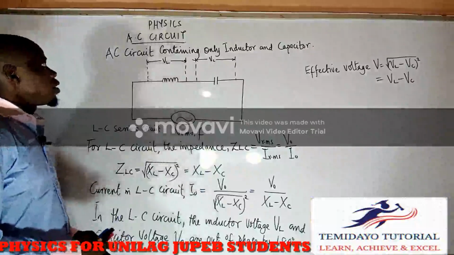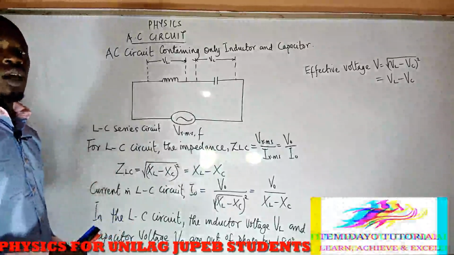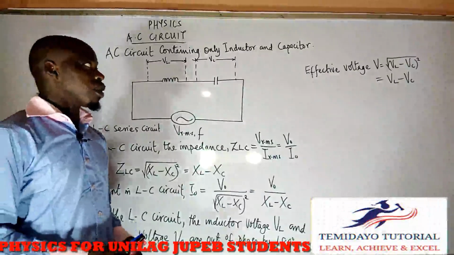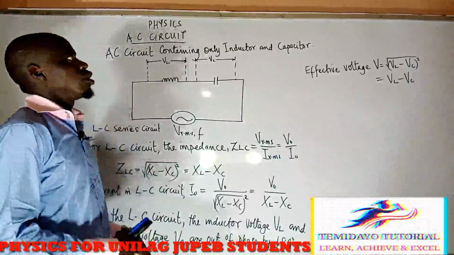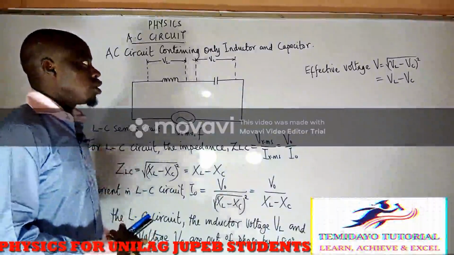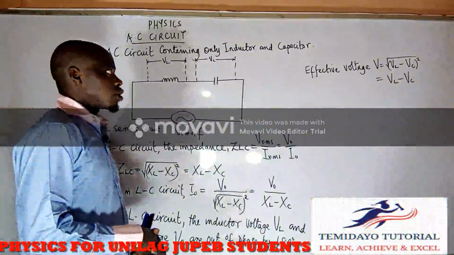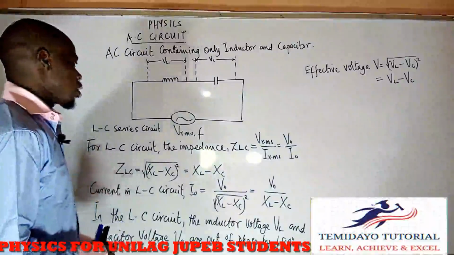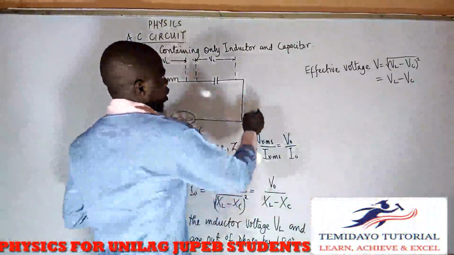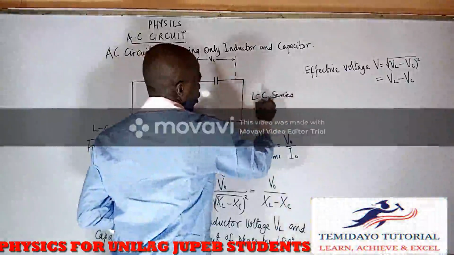And AC circuits containing only inductor and capacitor. As you can see, we have explained AC circuits containing resistor and capacitor, and AC circuits containing resistor and inductor. Now we want to look at AC circuits containing inductor and capacitor. In an AC circuit containing only inductor and capacitor, the inductor is represented with L and the capacitor with C. So we call it an LC series circuit.